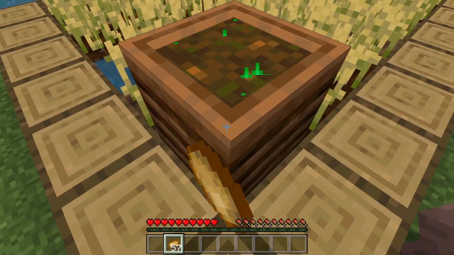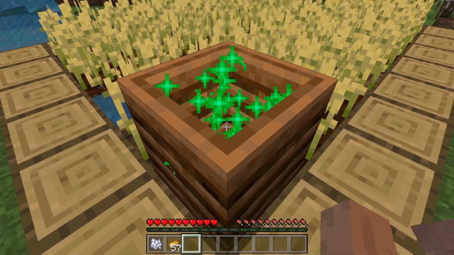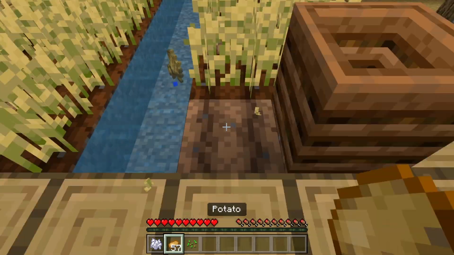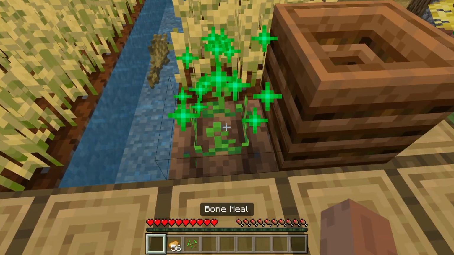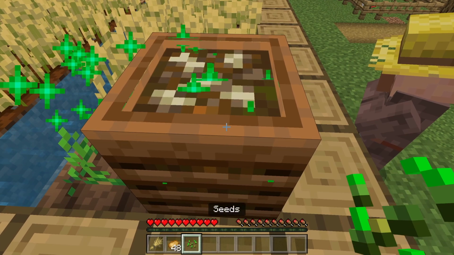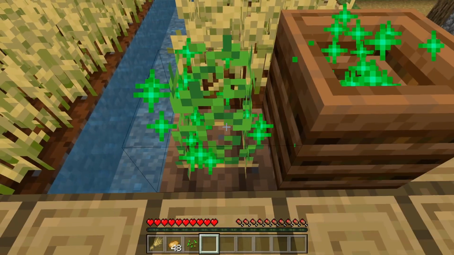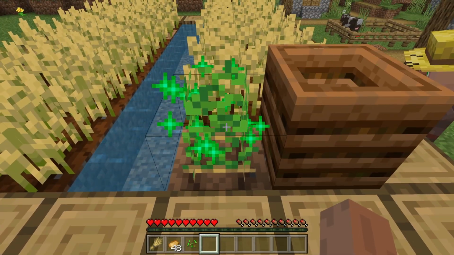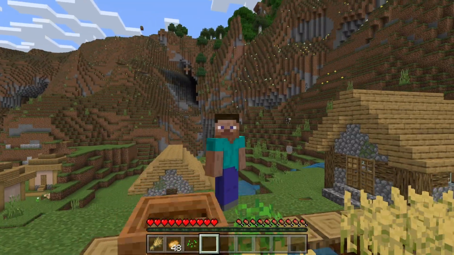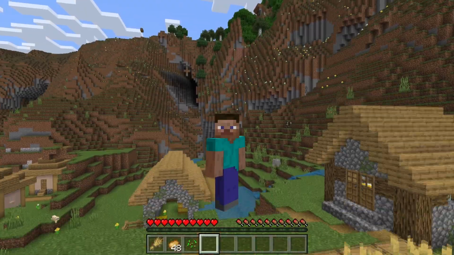Well, again, a composter is just an example of a bioreactor. So, how do they work? Well, you see this box here? You put potatoes in it, and eventually, when it gets full, you get bone meal. The bone meal you can use to grow more potatoes. Yay! What fun! It's not actually like that.